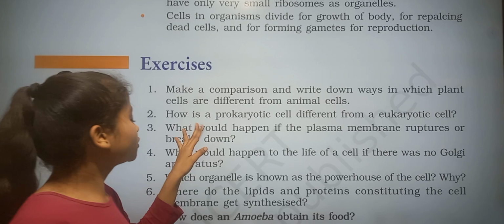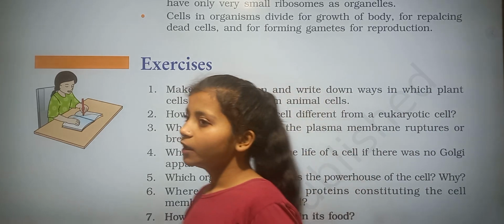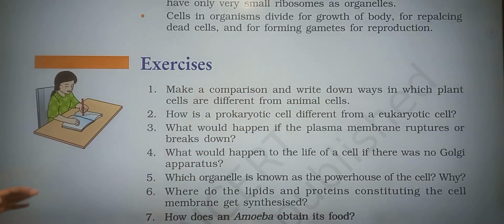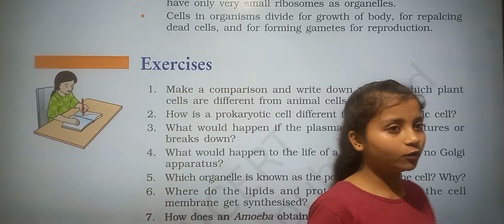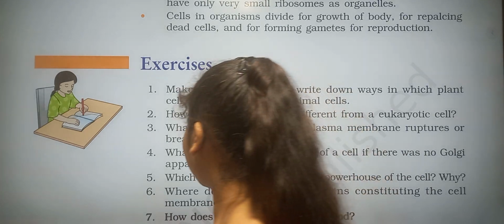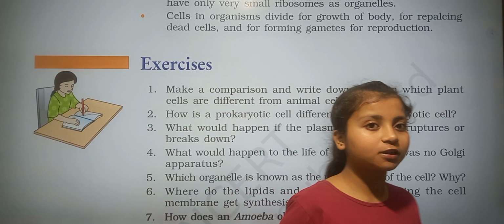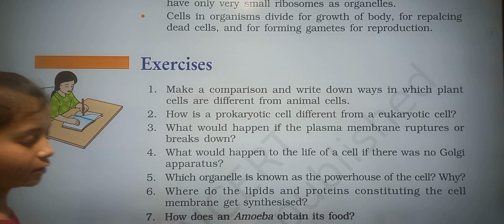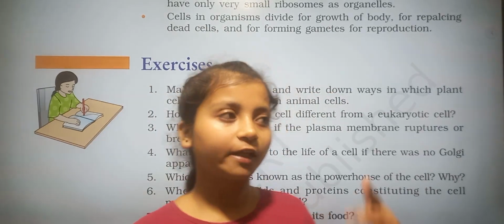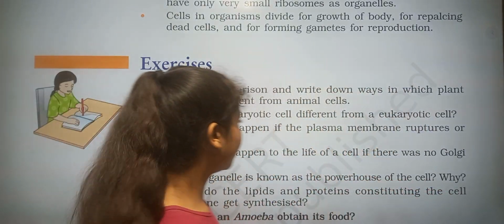The next question is, what would happen if the plasma membrane ruptures or breaks down? Obviously all the organelles of the cell come out, as if it bursts. If the cell bursts, then no function occurs in the cell, and respiration and ATP production are also reduced. So we cannot get energy. This is the point.